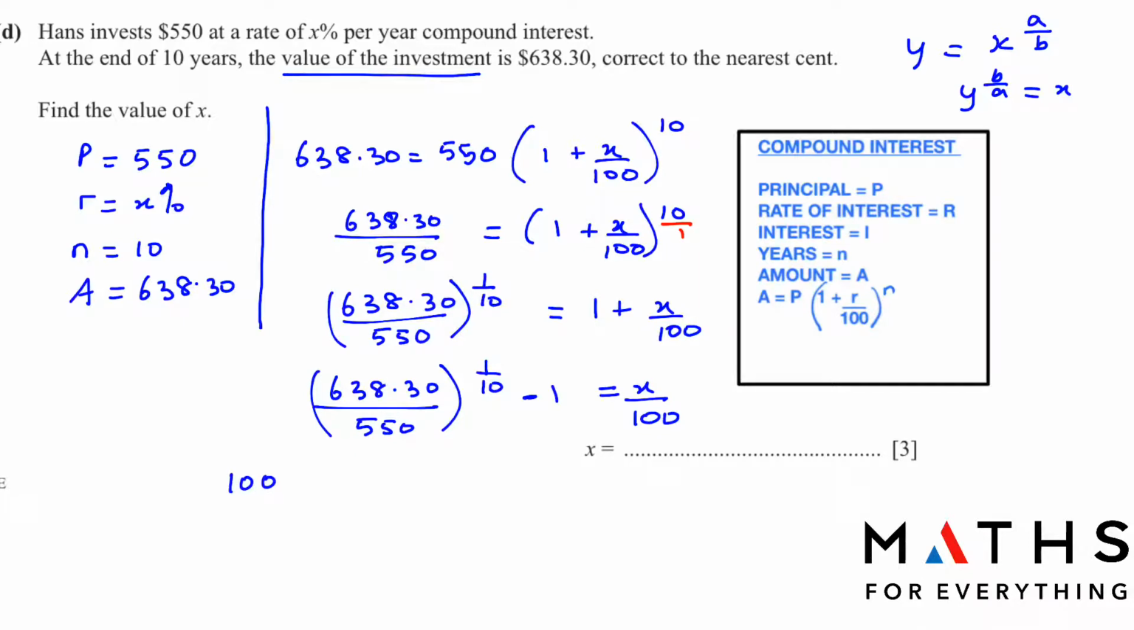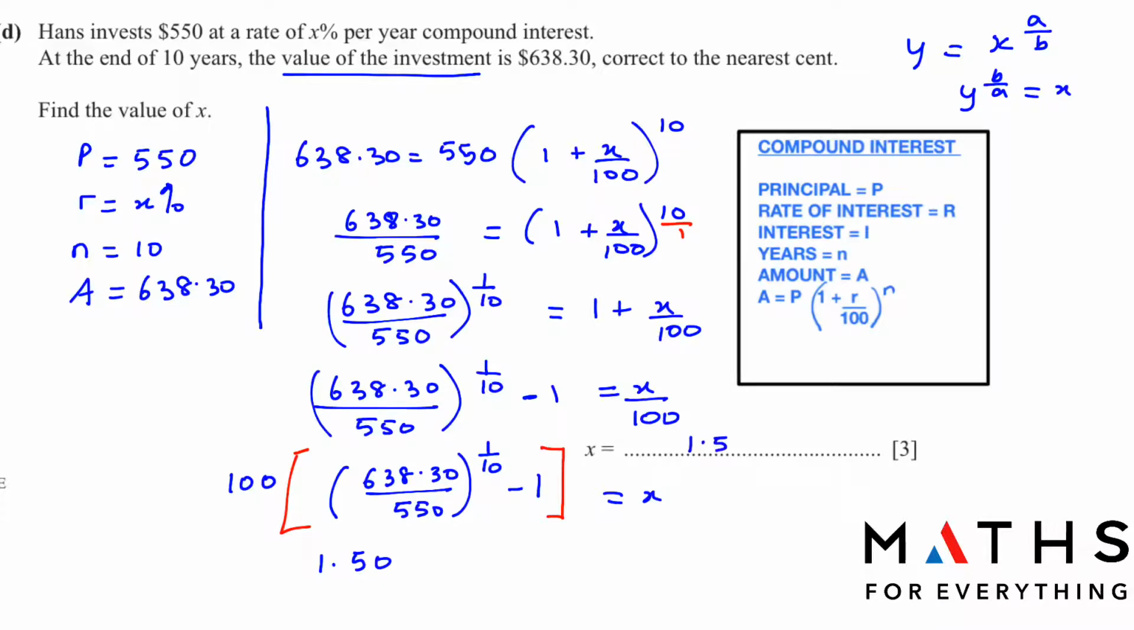There are two brackets involved. One is outside, where the 100 is, and inside we have bracket 638.30 over 550, close the bracket, to the power of 1 over 10, and then there's a -1. This whole bracket is there, and there's 100 outside. This is equal to x. This will give us 1.50. You can write x is equal to 1.5. I hope you have understood this.